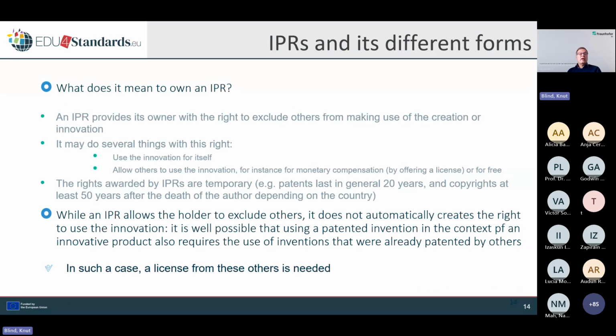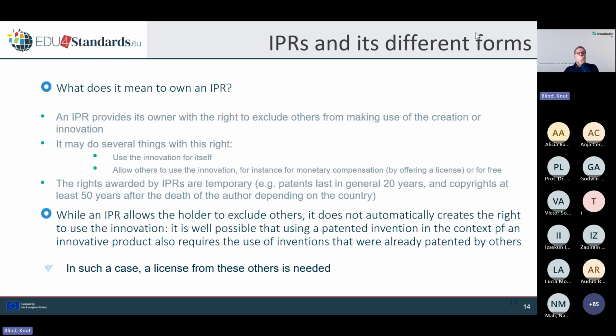What does it mean if you have this right? It gives the owner an exclusive right for making use of the technology or the innovation. That means you can either use this innovation or the know-how for yourself, or you allow others to use it. And here you might also ask for monetary compensation, that means maybe a license, or you can also give it away for free. That's also in some contexts quite a smart strategy. The rights are in general temporary in character. Patents last in general 20 years. Otherwise, they have a longer period.